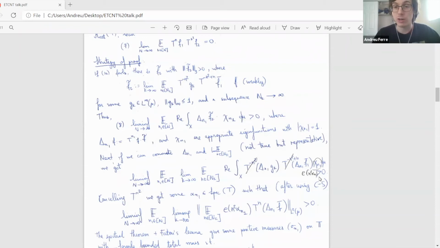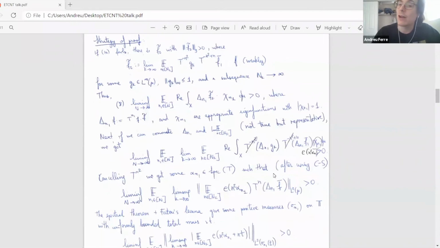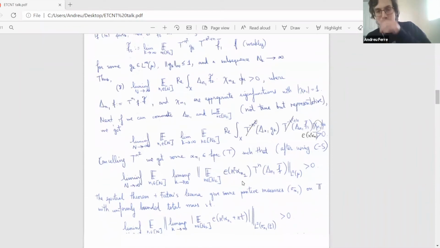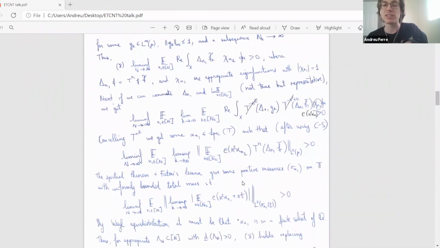So we use Cauchy-Schwarz to say that if this is positive, then it implies that this other limit of averages is positive. And once we have it at this stage, we're almost done because now there's only one operator, only one T^n, and this is just some complex number. So now we can again apply the spectral theorem and Fatou's lemma and some other things to claim that there exists a sequence of positive measures. We can actually say that all these positive measures have bounded variation, and there's a universal bound that works for all of them. But we shouldn't worry about this right now.